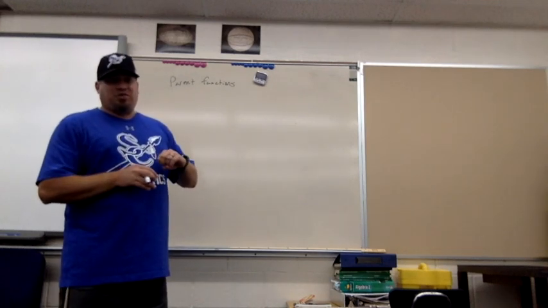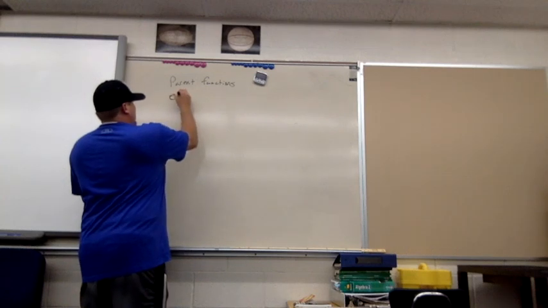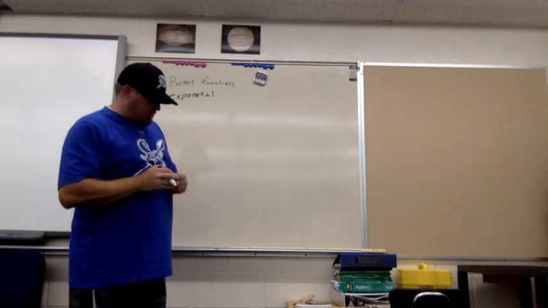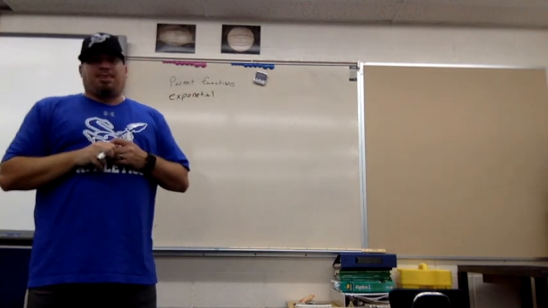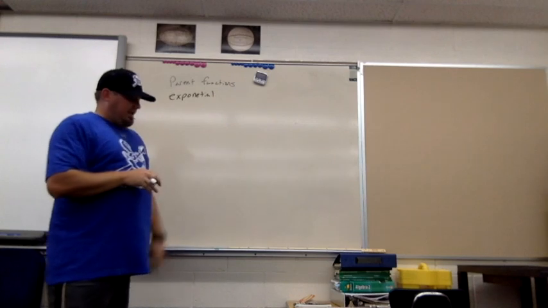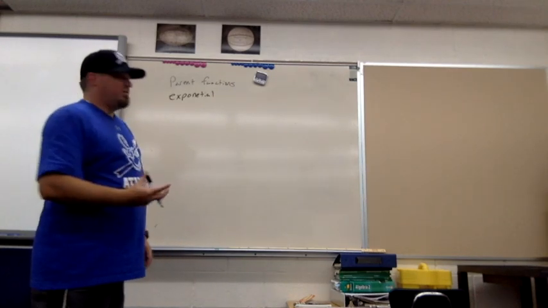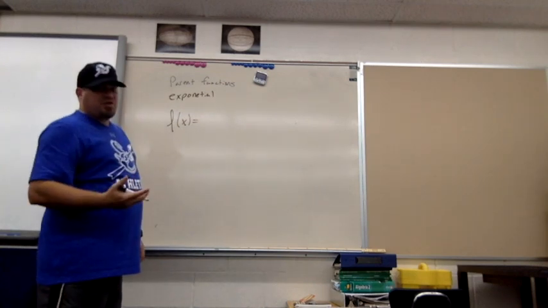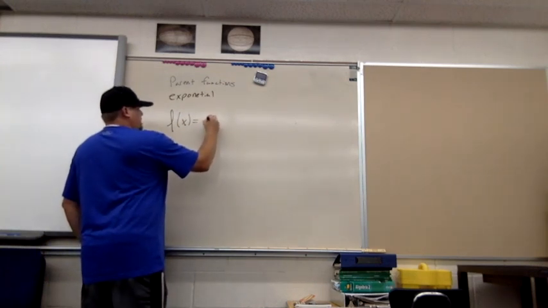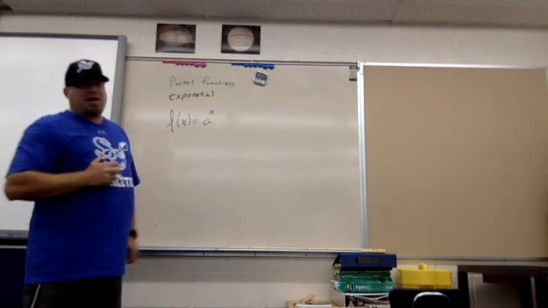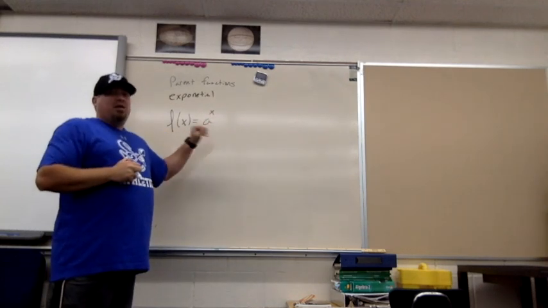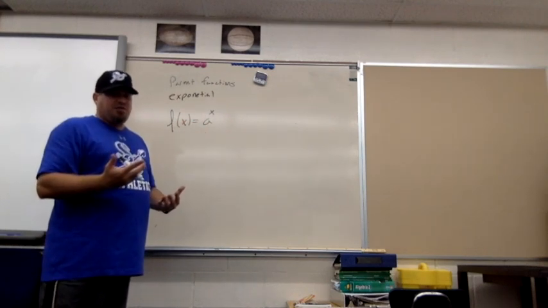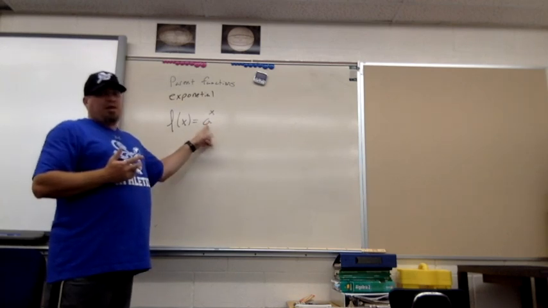So the last function that we're going to talk about in here is called the exponential function. And obviously, by the name, it's going to have an exponent. So, f of x, the equation for an exponential is f of x equals a to the x power, where our variable is going to be the power. Now, this is kind of like the constant. The graph is going to look different depending on what number we plug in here.